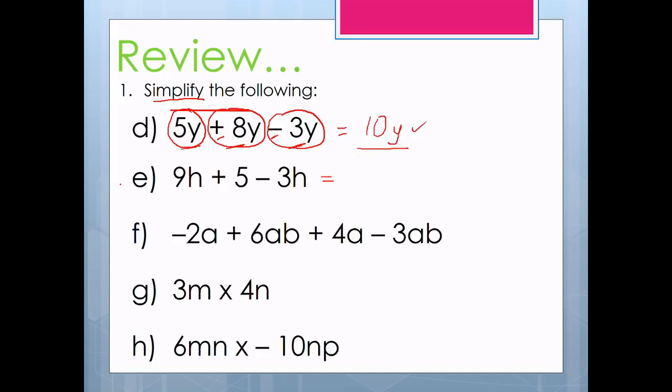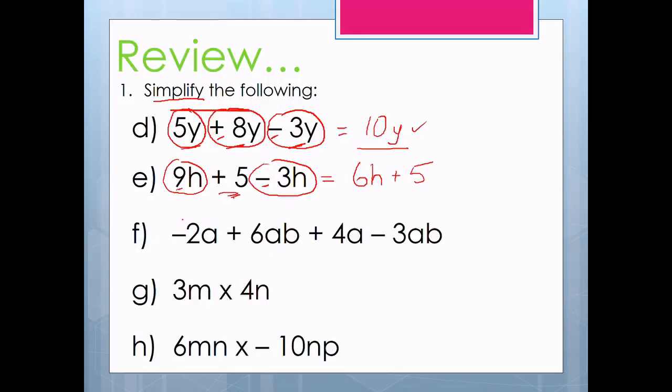Now part E is a little more tricky because we actually only have 2 like terms this time, the 9h and the take away 3h. But using the same sort of idea, I circle the numbers and the signs and it tells me what to do. So I've got 9h and I'm going to take away 3h. 9 take away 3 is 6. So it'll be 6h. Now this plus 5, it's still part of the question. Even though I haven't circled it, I still need to write it down as part of the answer. So it'll be 6h plus 5.